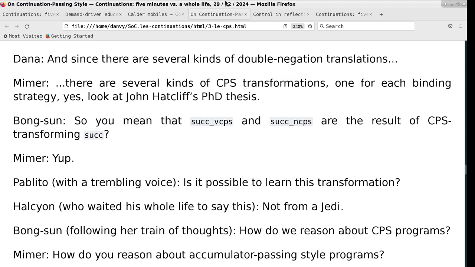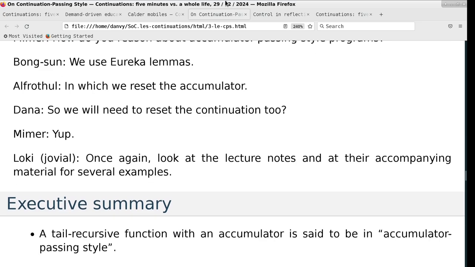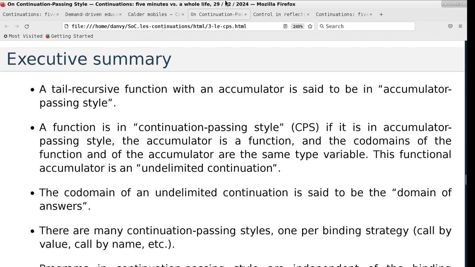How do we reason about CPS programs? How do you reason about accumulator passing style programs? We use Eureka lemmas, in which we reset the accumulator. So we will need to reset the continuation too? Once again, look at the lecture notes and their accompanying materials for several examples. Okay.